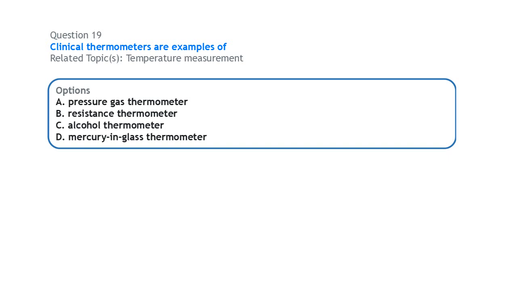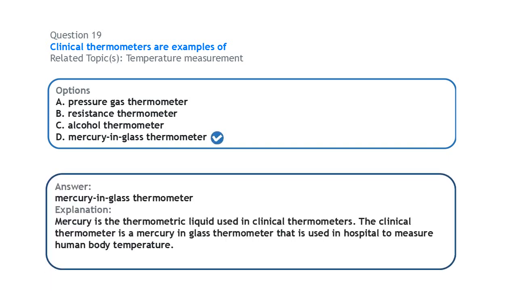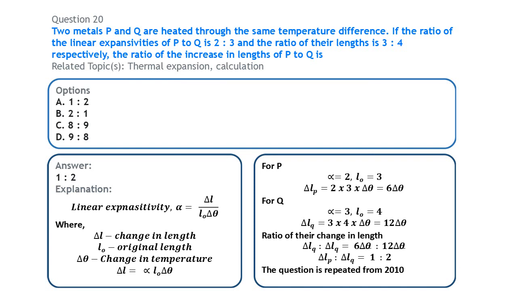Clinical thermometers are examples of mercury in glass thermometer. Mercury is a thermometric liquid that is used in clinical thermometers. Two metals P and Q are heated through the same temperature difference. If the ratio of the linear expansivities of P to Q is 2:3 and the ratio of their length is 3:4 respectively, the ratio of the increase in length of P to Q is?